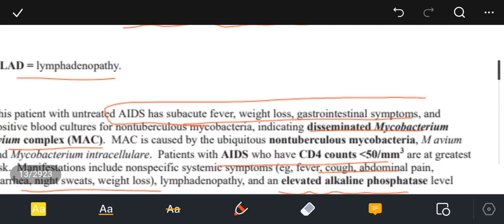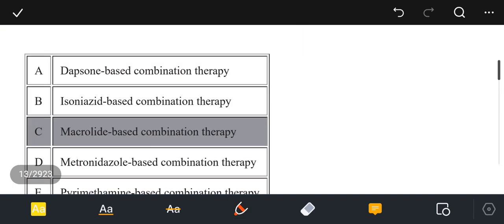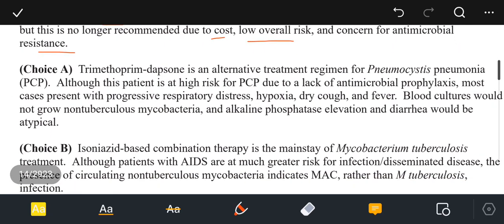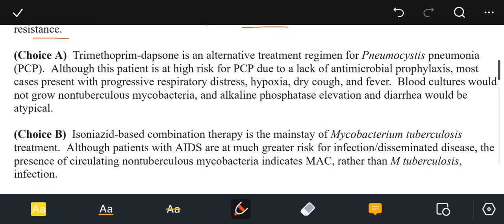The choice A, that is dapsone-based combination therapy. This was not the option of choice because trimethoprim-dapsone is an alternative treatment for Pneumocystis pneumonia, PCP. Although this patient is at high risk for PCP due to the lack of antimicrobial prophylaxis, most patients present with progressive respiratory distress, hypoxia, dry cough, and fever. Blood culture would not grow non-tuberculous mycobacterium, and alkaline phosphatase elevation and diarrhea would be atypical.